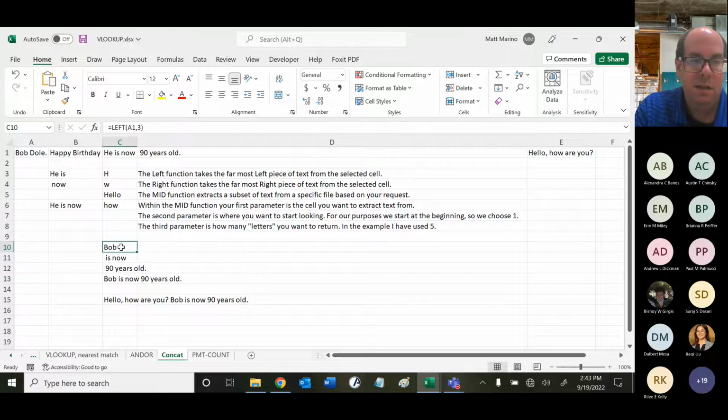So here below, you just see in C10, C11, C12, C13, C15, there's formulas already set up for you. So we're taking Bob from A1 using the left function. We're taking is now from C1 using the right function. And you'll notice I use 7 parameters because we're taking the 2 spaces, the one between he is and the one between is now, in order to get a space between Bob is now.